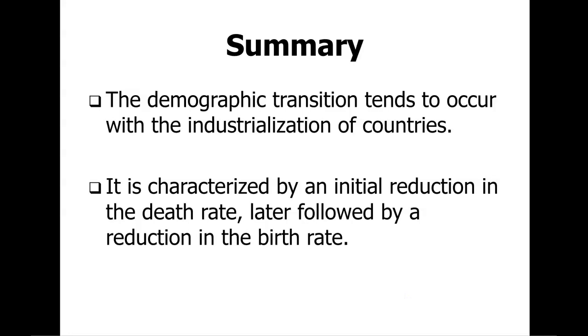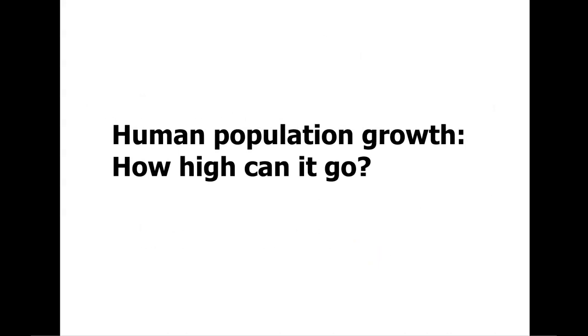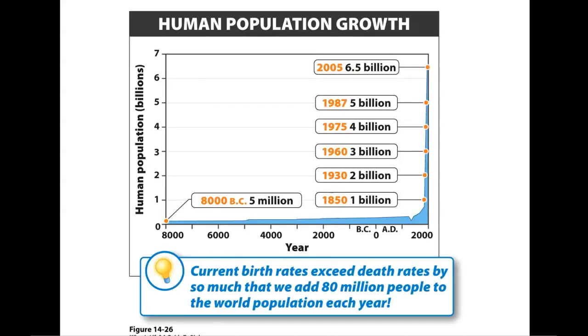So the demographic transition tends to occur within the industrialization of countries. It is characterized by an initial reduction in the death rate, later followed by a reduction in the birth rate. So, human population growth, like we said, how high can it go exactly? Our current population right now is at around 8 billion. And so, like we said, it's going to be dependent upon Earth's carrying capacity. Looking here, current birth rates exceed death rates by so much that we add 80 million people to the world's population each year.